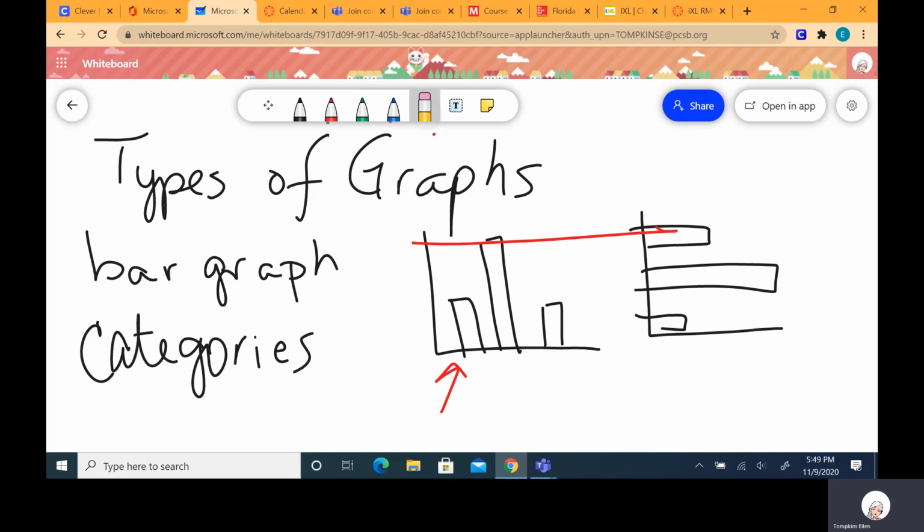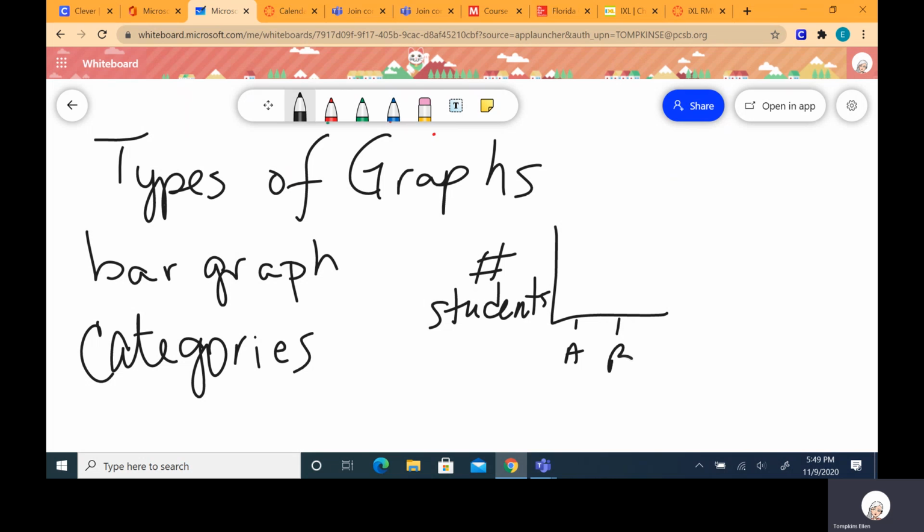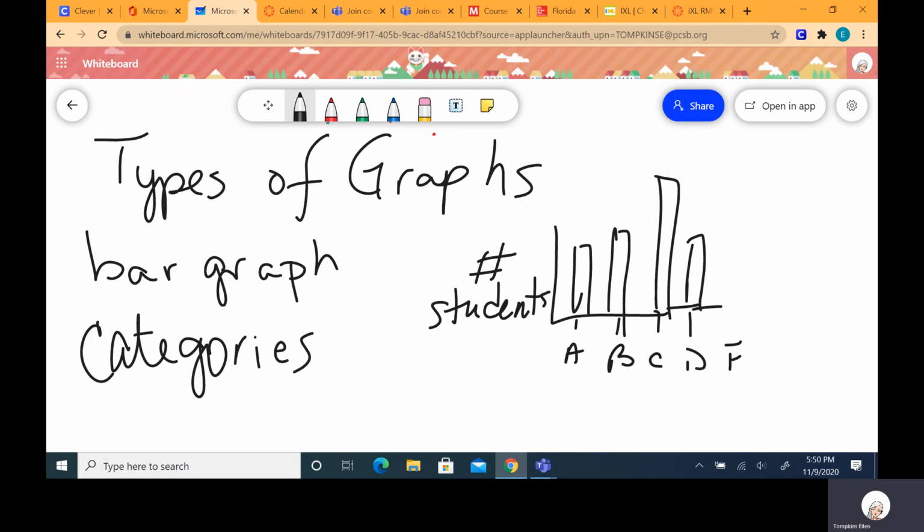Another one that you'll see quite often is grades. Teachers put their grades up on graphs. So I would have number of students, and these are A's, B's, C's, D's, and F's. And typically that would look like that. That is a traditional bell curve, but it's all categories. That's all that is, category A, category B.